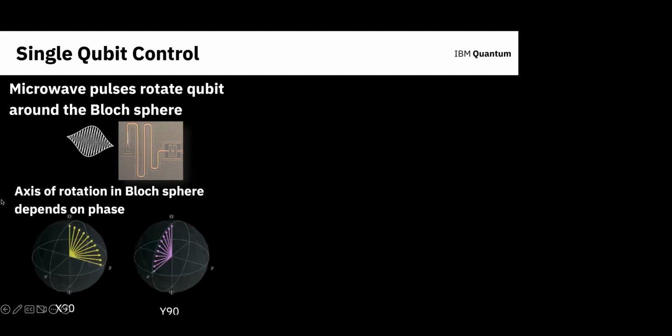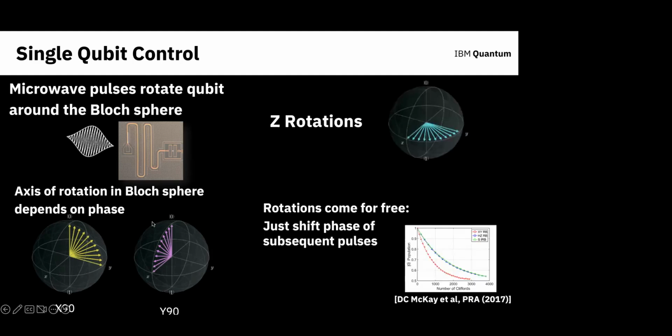And what that does for you is give you a rotation about an axis in the XY plane of the Bloch sphere. So if I have one microwave pulse that rotates around the x-axis, I can just shift it 90 degrees out of phase, and it will rotate around the y-axis. In this way, I can continuously realize any rotation in the XY plane. But then you might wonder about the z rotations.